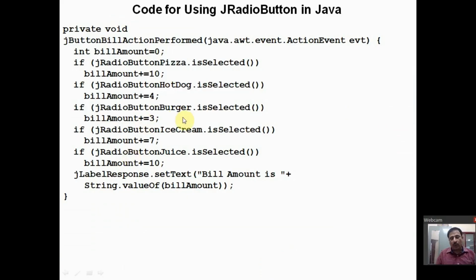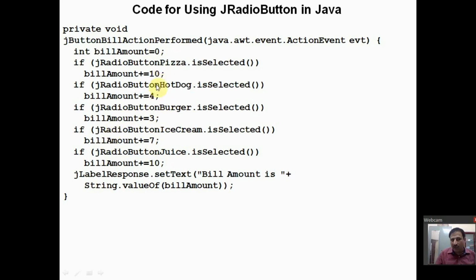This is the code. See, I am defining an integer variable called billAmount and initializing it to 0, and I am using certain if blocks. I am asking if the radio button pizza is selected. If this radio button pizza is selected, whatever the value of billAmount variable is, add 10 to it. And if the radio button hot dog is selected, add 4 to the value of the billAmount variable. If burger radio button is selected, add 3. If ice cream radio button is selected, add 7 to billAmount variable.